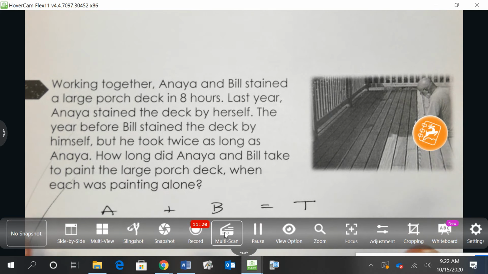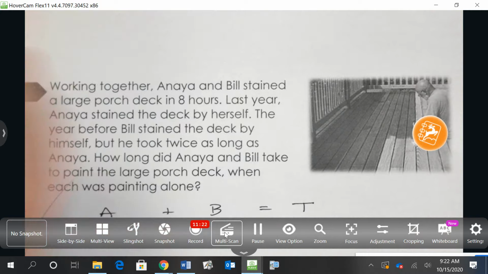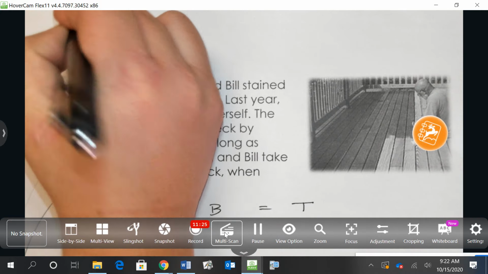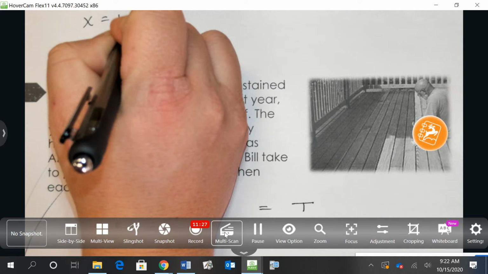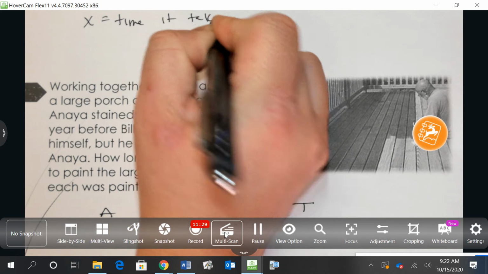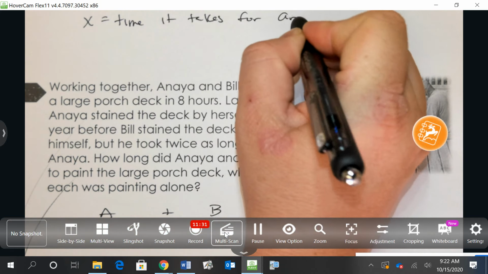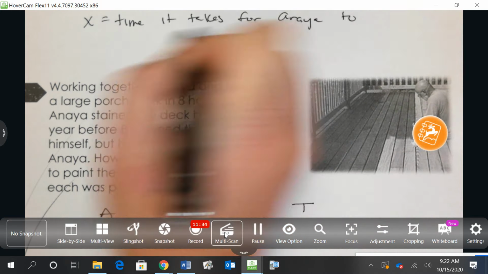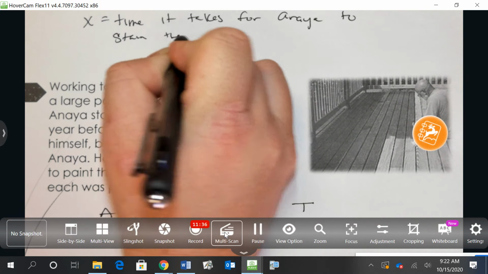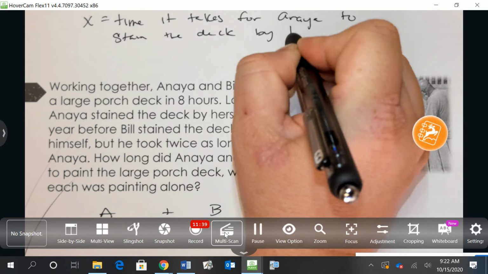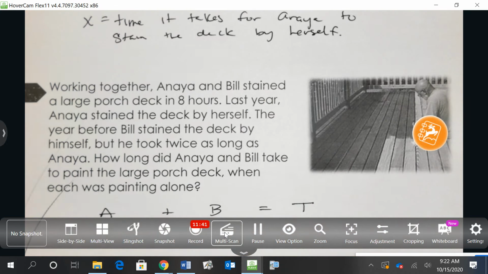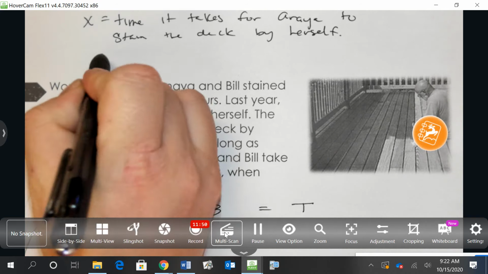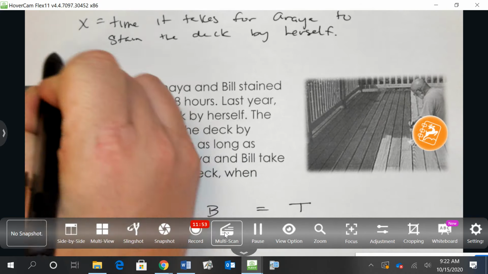Well, we do have to set it up in a way that shows us what the variables mean. So I'm going to say x. x equals the time it takes for Anaya to stain the deck by herself. And what we know is that Anaya not only is faster than Bill, she's twice as fast. And so it is easy to make small mistakes here.